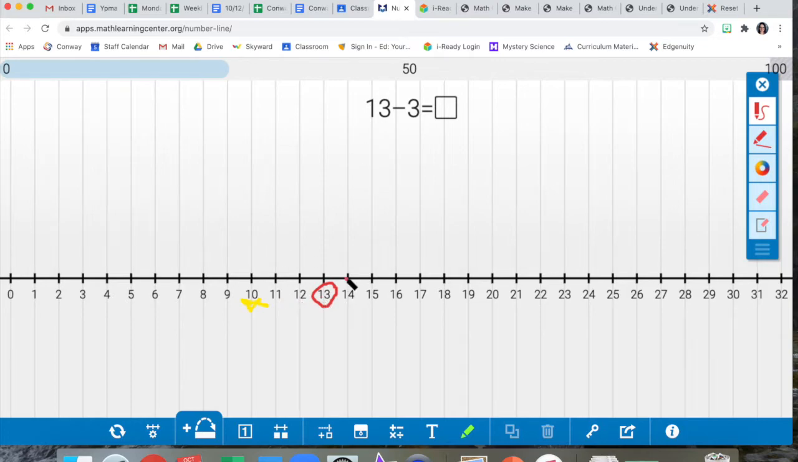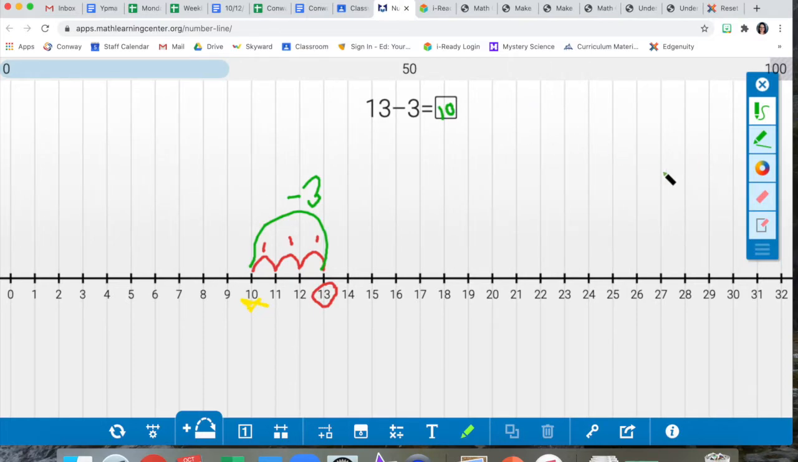For 13 minus 3, you could count back 1, 2, 3, 3 hops of 1. But I bet you might have already solved this one in your head, because you might have gone, well, if I take 3 away from the 13, that just leaves me with 10. And that gets you to the closest friendly 10. 13 minus 3 is 10. This time we landed right on it.